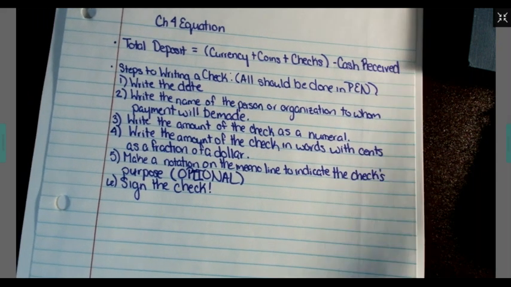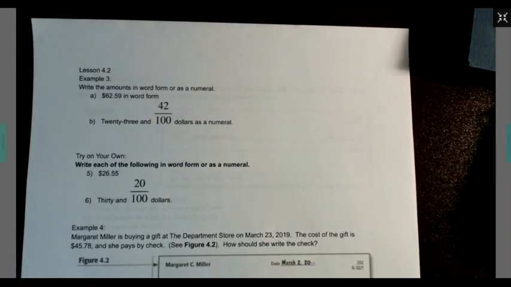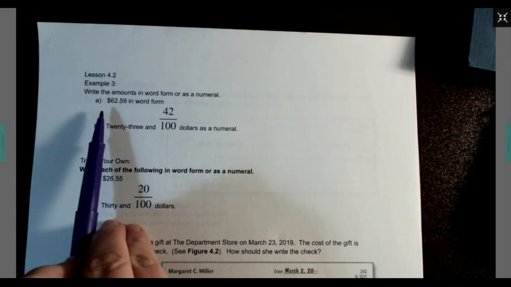Go ahead and take a look at example 3. Example 3 says, write the amounts in word form or as a numeral. So it gives you in word form, you need to write it in the numeral form. If it's in number form, you need to write it in the word form, because on the check, they will verify that both of them match.